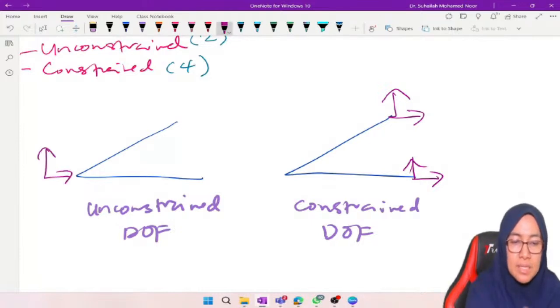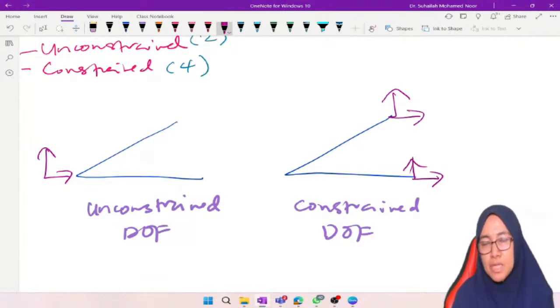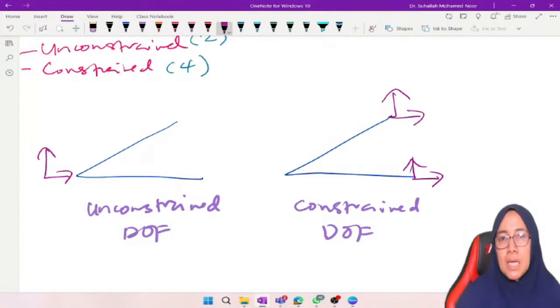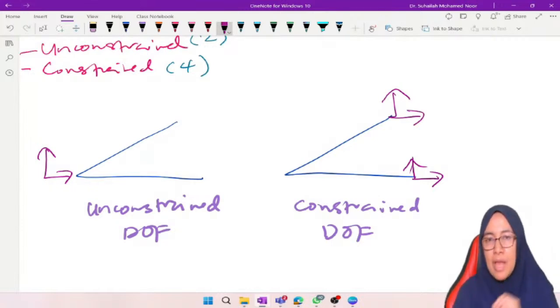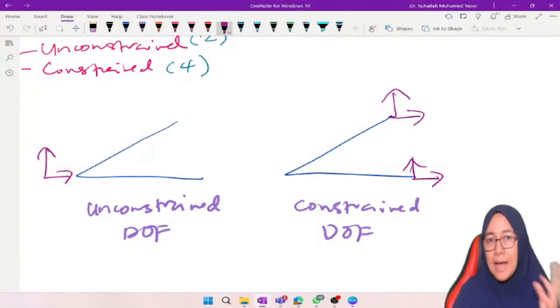So this is another 2. Another 2, if 4 belong to the 4 unknown reactions, 4 refers to the 4 unknown reactions in the constrained system. The remaining we have to put under the unconstrained system, so that when we combine we get all 6 degrees of freedom.